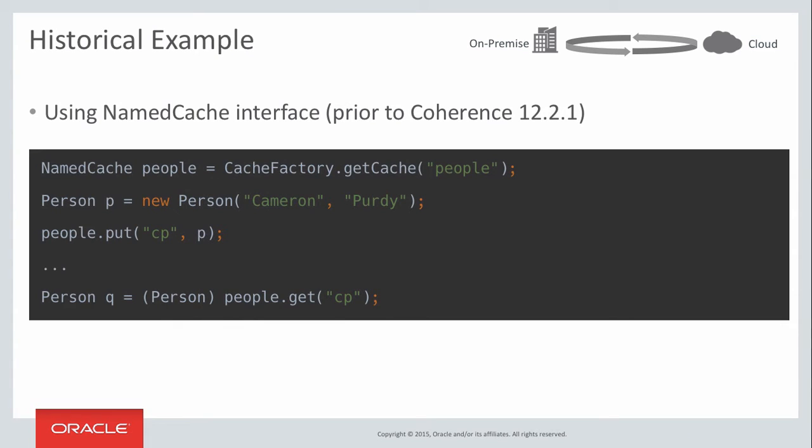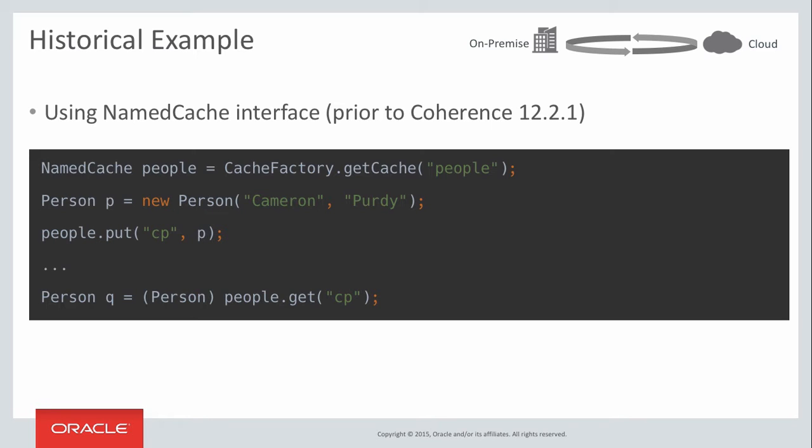Prior to Coherence 12.2.1, working with a NamedCache, say one that used strings as keys and a Person type as values, would look something like the following. Essentially, when you call getCache, you would ask for the name of the cache, in this case person. Maybe we'd then create a Person object, then we'd put it in the people cache, and then later at some point some other part of the application, in fact in a different process, may even ask, hey, get that person back using that key.